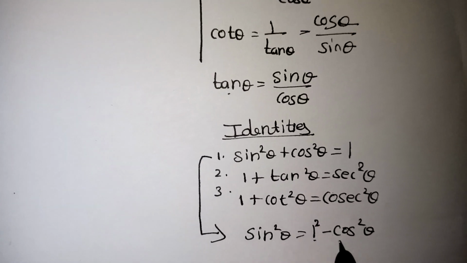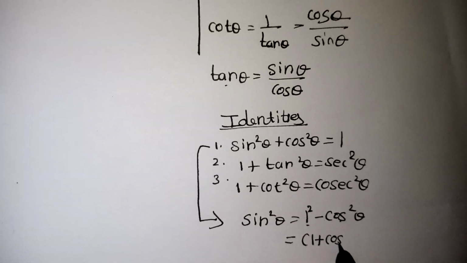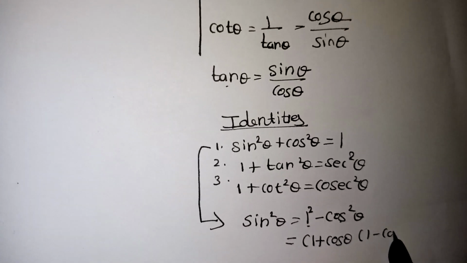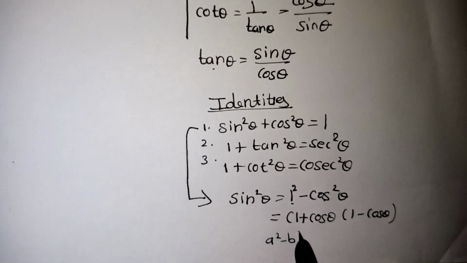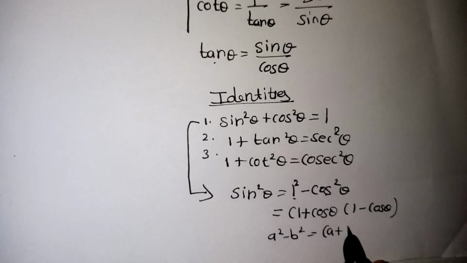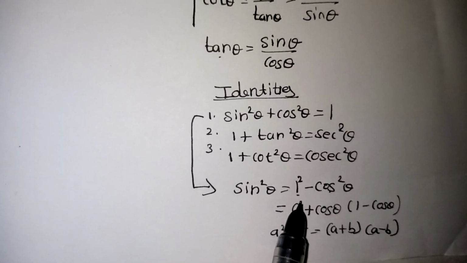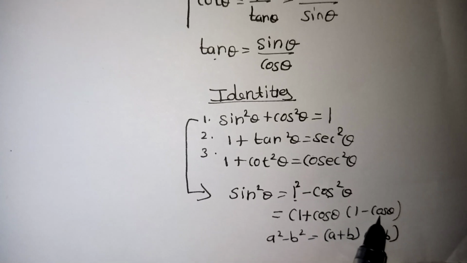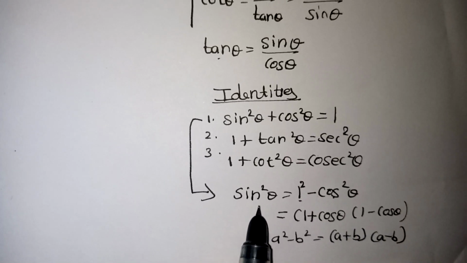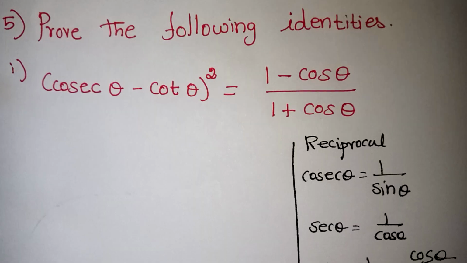Now it looks like a squared minus b squared, which will be written as (1 plus cos theta) and (1 minus cos theta). How is it coming? That is an identity: a squared minus b squared is always written as (a plus b) into (a minus b). This rule you already learnt in small classes. So sin squared can be written as (1 plus cos) and (1 minus cos). Let's go to the problem now.